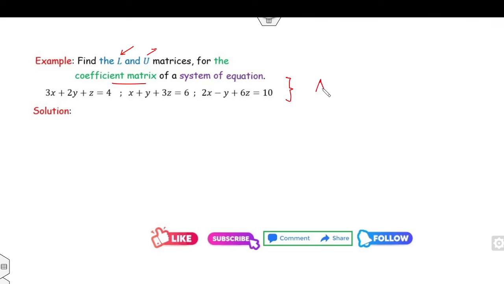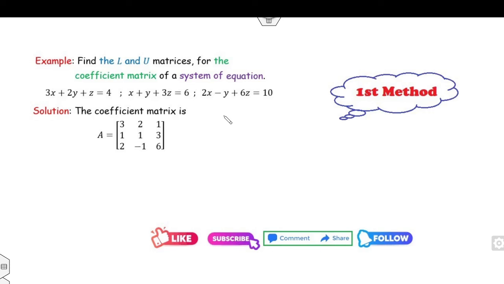You can see, I can write this system of linear equations as Ax = B. What is the value of A? This is called the coefficient matrix: the coefficients of X, Y, Z in the first row, the coefficients of X, Y, Z in the second row, and the coefficients of X, Y, and Z in the third row. This is my coefficient matrix.